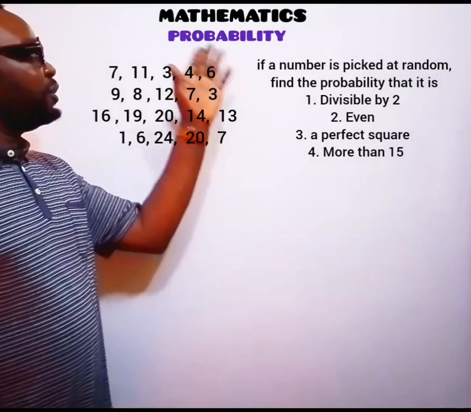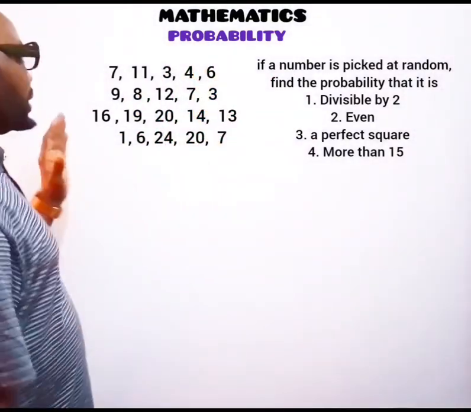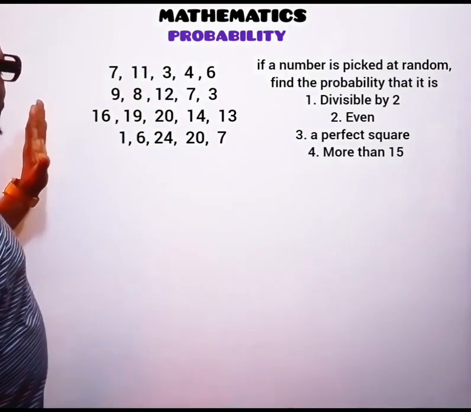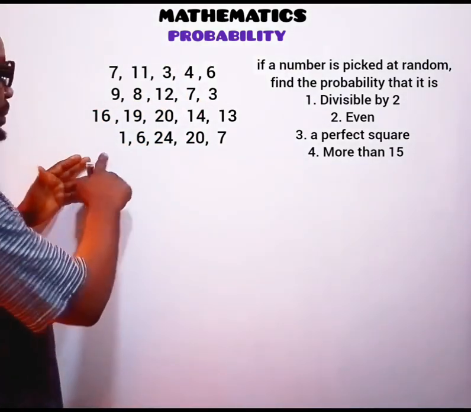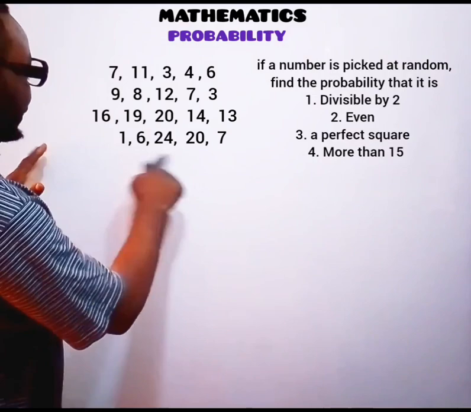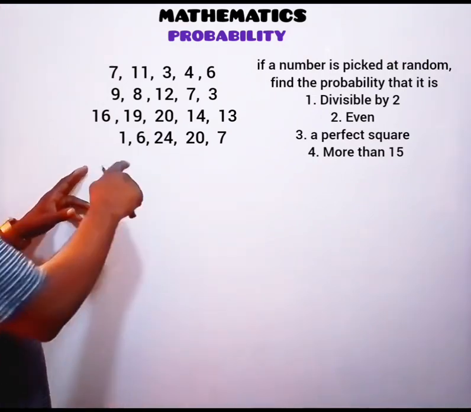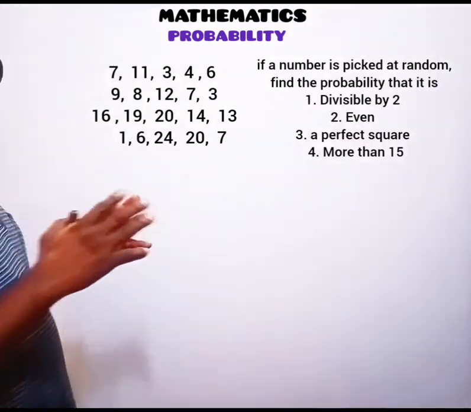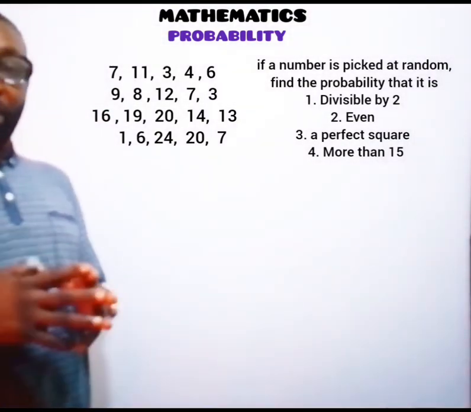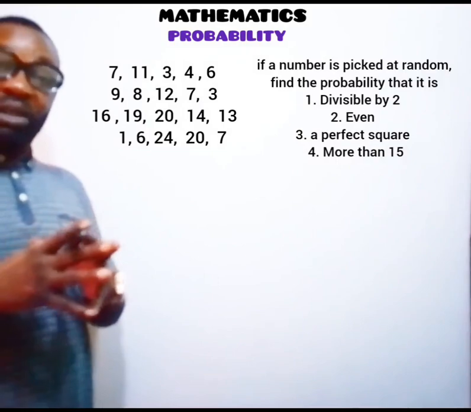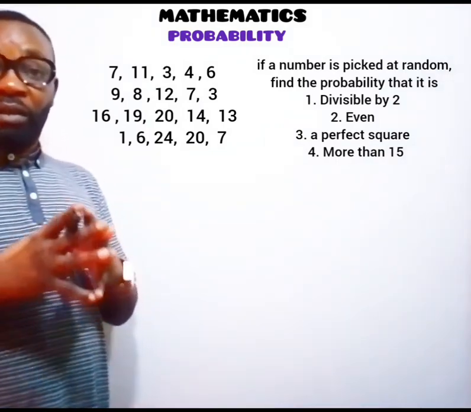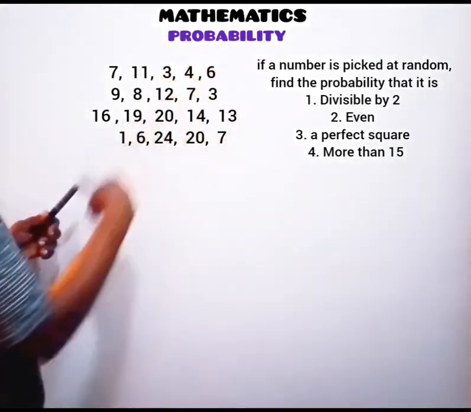The question is given from this table here. The question says that if a number is picked at random, the first question asks: what is the probability that it is a number divisible by 2? The second says it is an even number. The third says it is a perfect square, and the last says the number is more than 15. So the first thing we need to do is look at the total number of numbers that we have in this table.